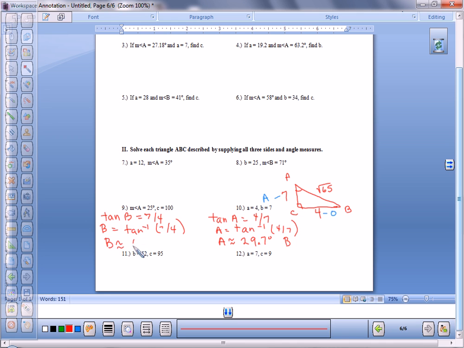Now, was this required? No, because what do I know about A and B? If they're the acute angles of a right triangle, they are complementary, correct? So all I had to do was 90 minus this, and you see I get the exact same thing I got when I solved the equation.